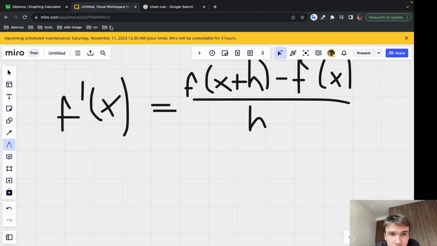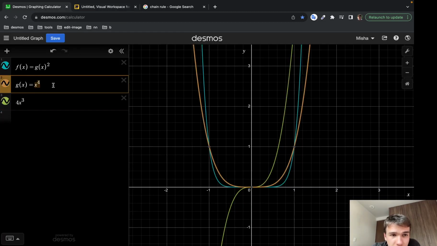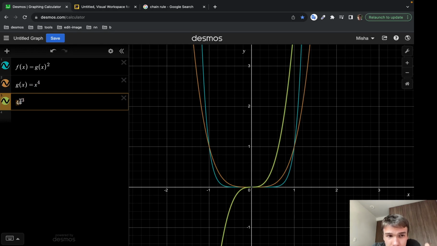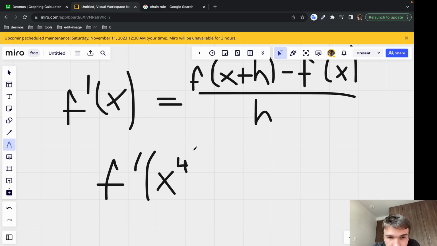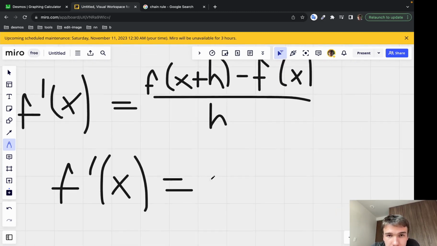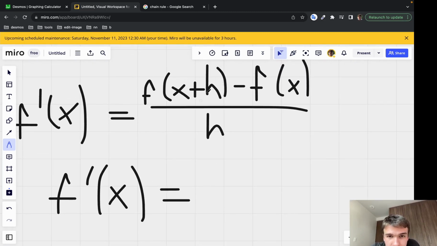So now let's apply our function. I want to clarify that for x to the power of 4, the derivative is 4 multiplied by x to the power of 3, or x cubed. So let's clarify it. We have our derivative of x to the 4. Then we go here, and what is our f of x? This is x and this is x.